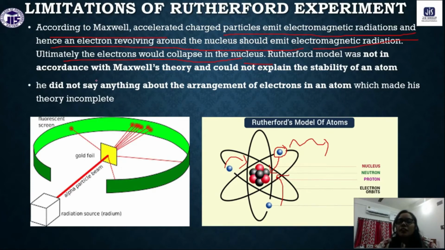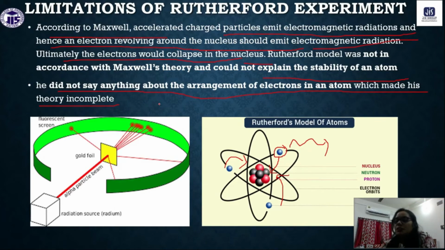That means the Rutherford model cannot explain the stability of an atom, because this is not the practical case. Generally atoms are very stable, so the electrons are not collapsing into the nucleus. This is not the actual case, and it is not explained by the Rutherford experiment. And one more thing, he did not say anything about the arrangement of electrons in an atom, which made his theory incomplete. And third, he could not explain the line spectra of the hydrogen atom.